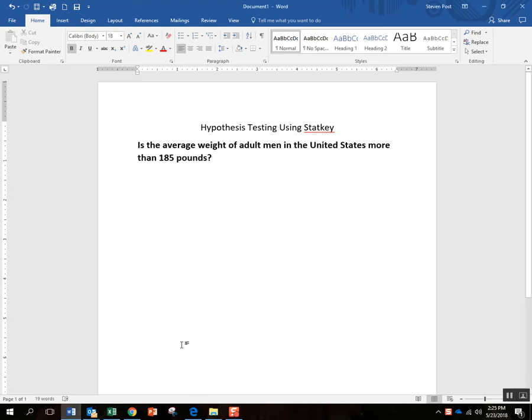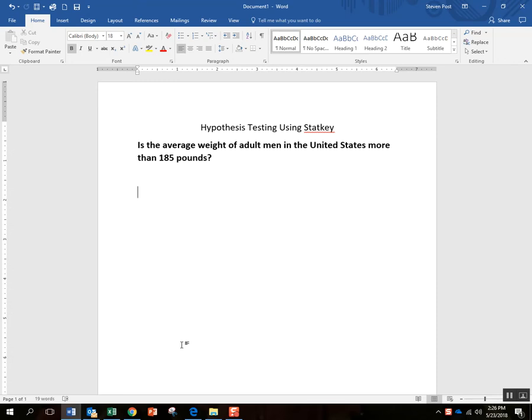In this screencast, we'll see how hypothesis testing works, and we'll use StatKey to do it, but we'll use this as an example to try to understand hypothesis testing a little more. So we'll start with this question. Is the average weight of adult men in the United States more than 185 pounds?